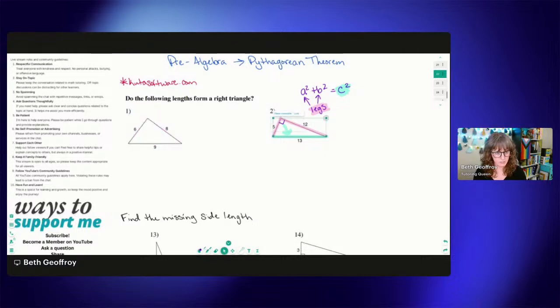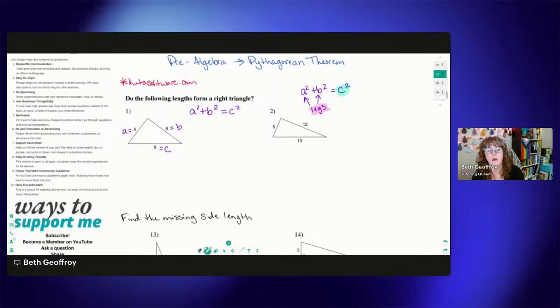I'm going to just erase all of this stuff just so it's not in the way. So I'm going to go ahead and call this side A. The 6 is going to be A, the 8 is going to be B, and the 9 is going to be C. So let's substitute it in. A squared plus B squared equals C squared.